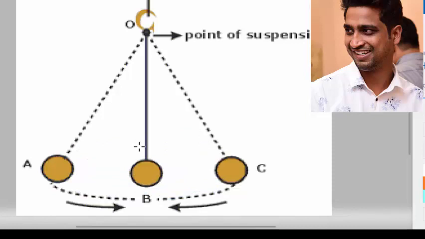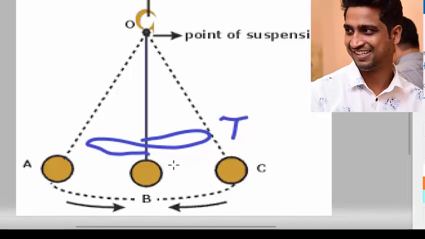Then there are two terms which are very common, that is time period and frequency. First we will see time period, then we will go on frequency. So when the bob is going from B to A and A to B coming back, then going from B to C and coming back from C to B, it takes some time. This time is called as time period and it is denoted by capital T. Okay, so time period is time taken to complete one oscillation.